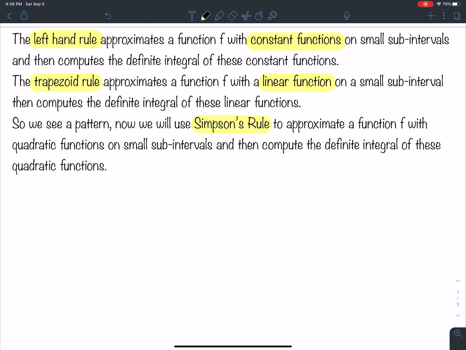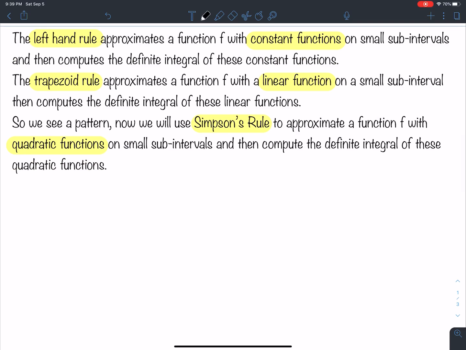Now with Simpson's rule, this approximates a function with quadratic functions on small subintervals and then computes the definite integral over these quadratic functions. So if you're kind of lost in that paragraph and words aren't really doing it for you, let me show you in a picture what I'm talking about.